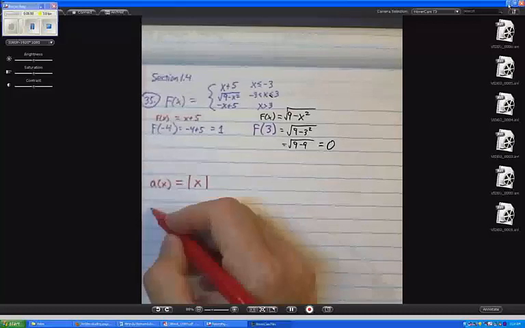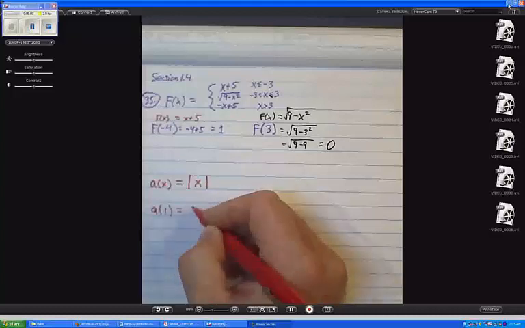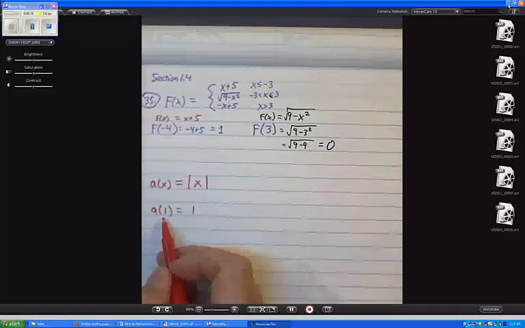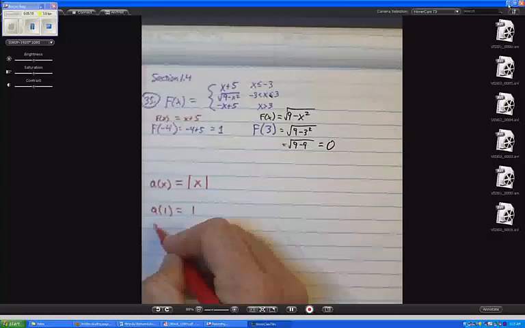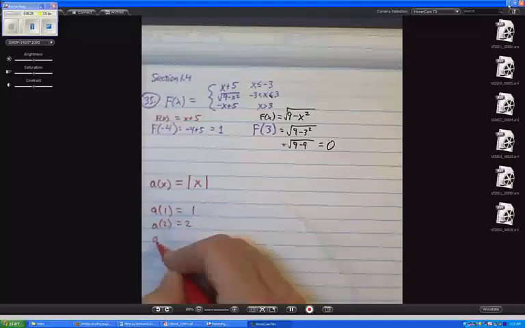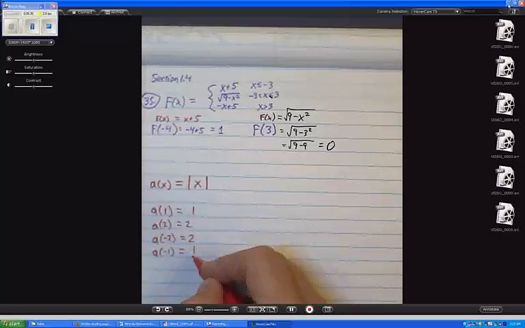So let's try to sketch a graph. Actually, let's plot a few inputs. If I put in a 1, what's a of 1? No, it's just 1. Absolute value is distance. Distance is always positive. If I input 1, the output is 1. What if I input 2? How far away from 0 is 2? Sure. What if I input negative 2? That's also 2 away from 0. If I input negative 1, that's 1. And if I input 0, that's 0.